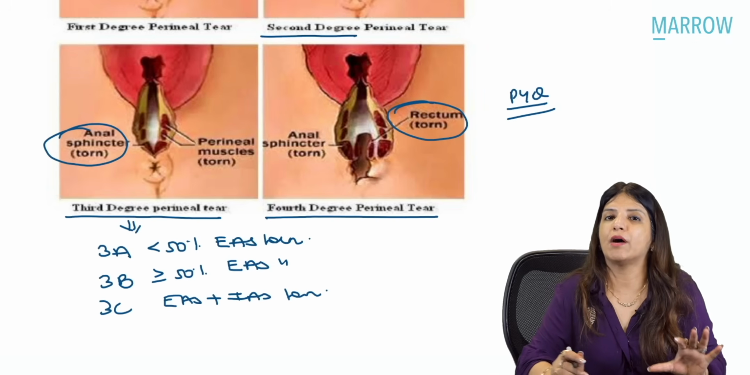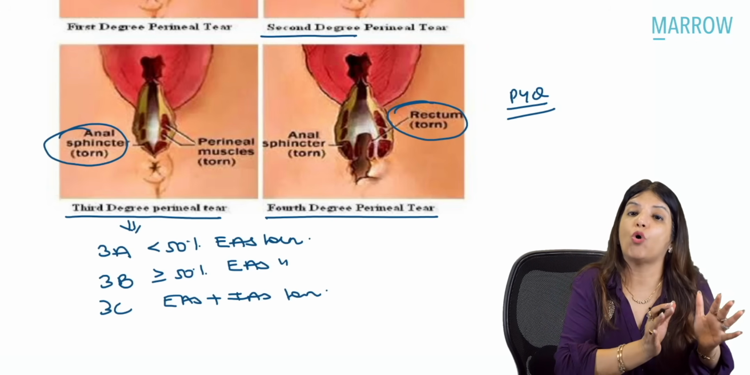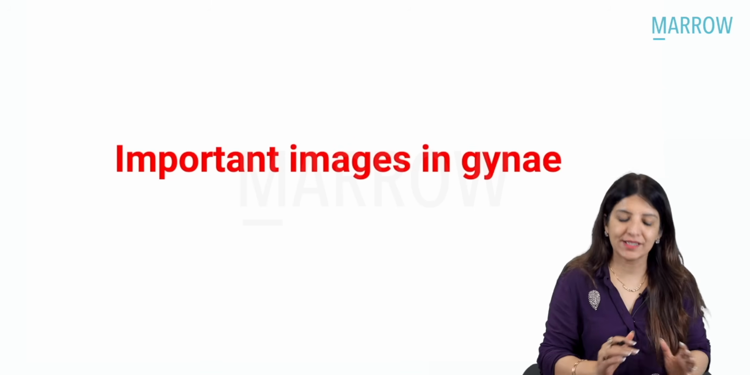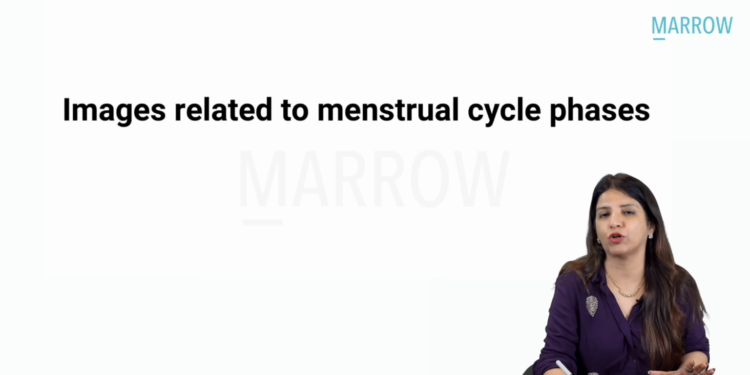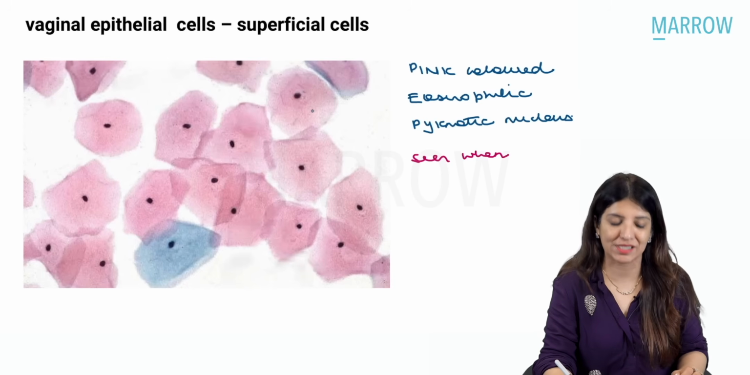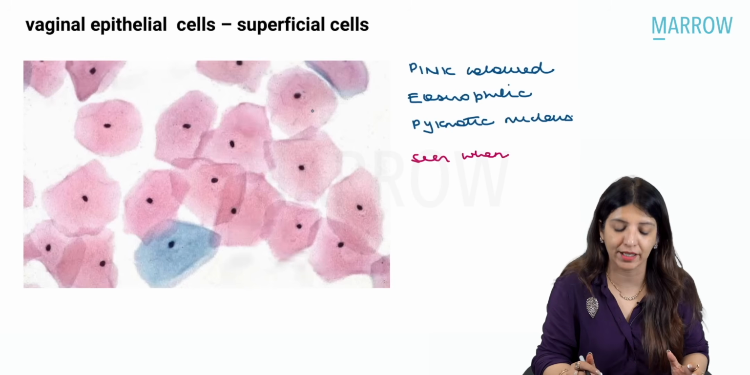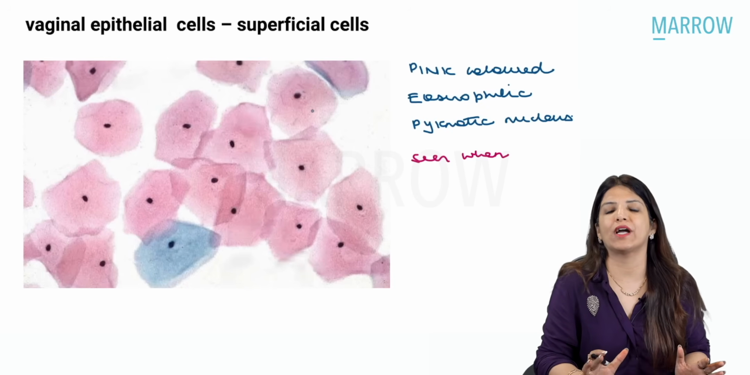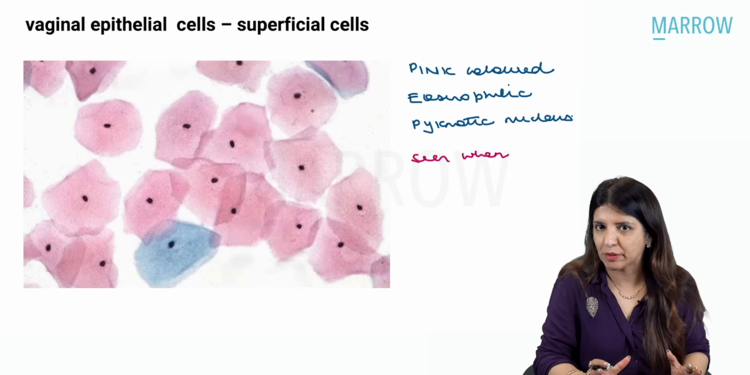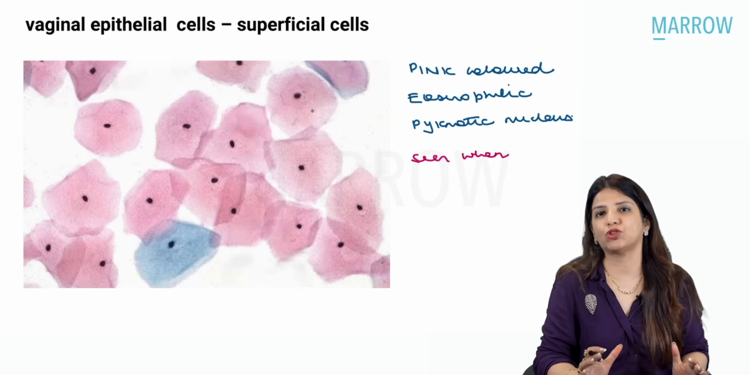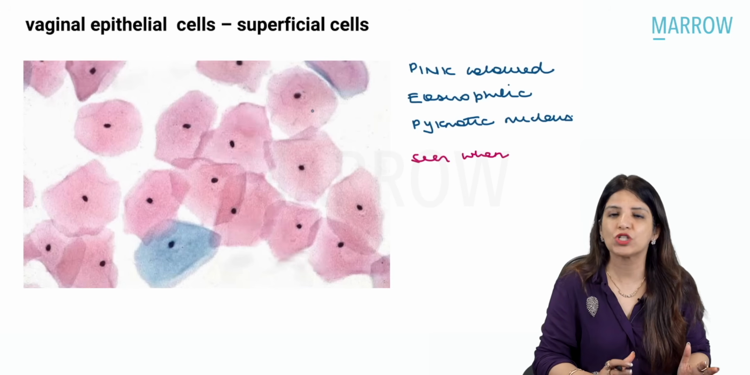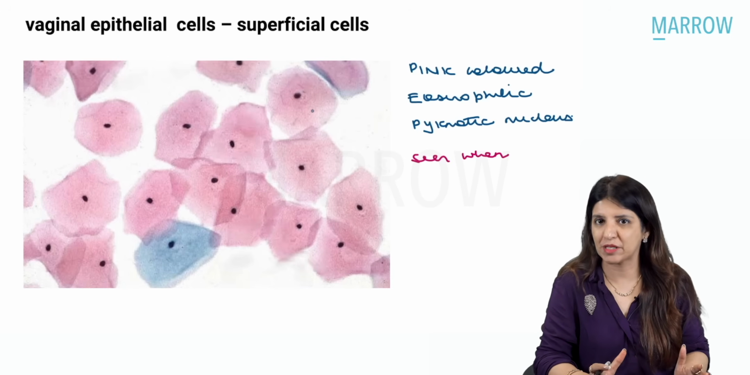So with this, we come to an end of all the images in OBS which I want you to know. Now let's see all the important images in gynae and quickly revise them. So first, I'm going to let you know about all the important images which are related to the menstrual cycle and the different phases of menstrual cycle. Now, all of you know that vagina is lined by stratified squamous epithelium, and in vagina there are three types of cells. There are the superficial cells, intermediate cells, and parabasal cells.